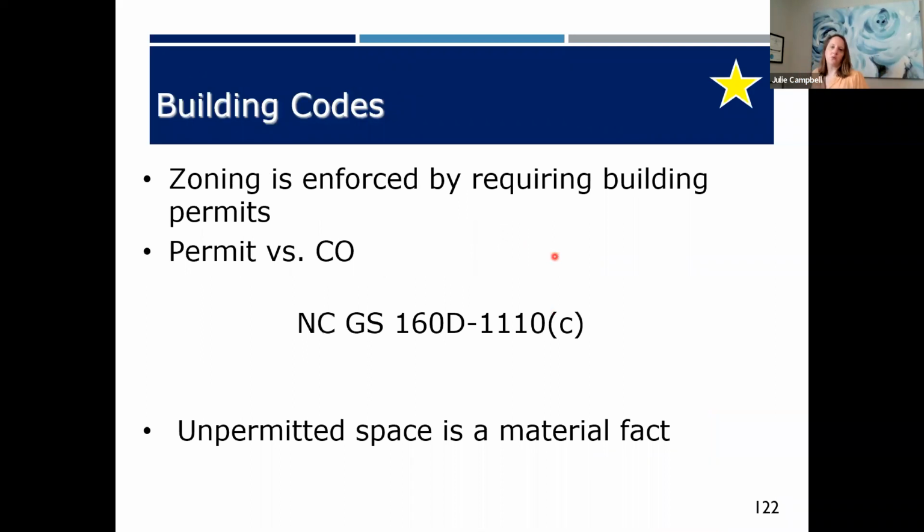Zoning and building codes work together. So zoning is enforced, they require building codes. Building codes come into place to give us the standards. Zoning is permission. So zoning is enforced because they require building codes, how it's built, the different standards, the levels of construction.